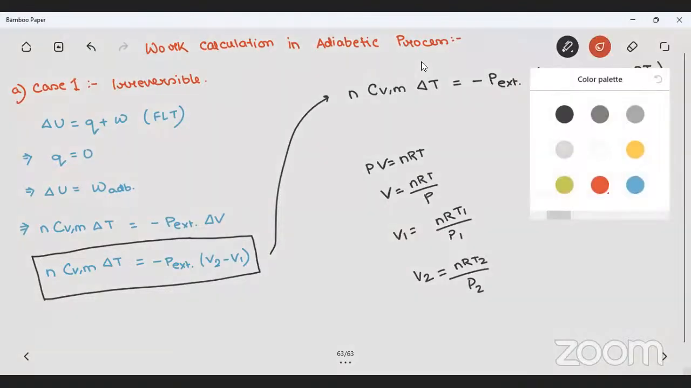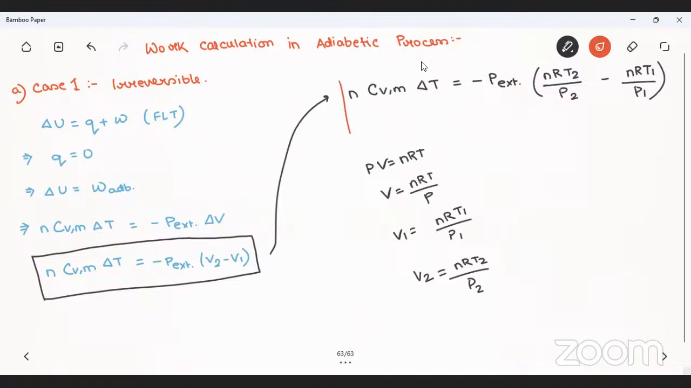So is this part clear? This is a very important formula. I don't think you will be getting this formula in your books. Okay, up to this clear? Yes, ma'am.